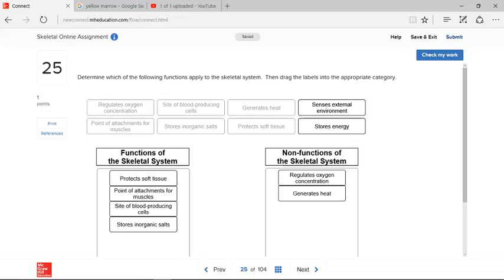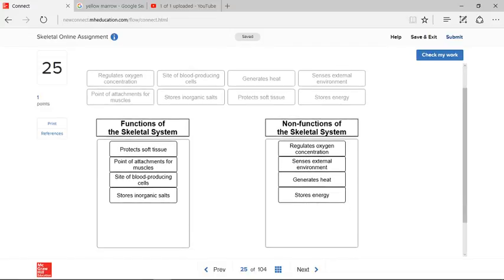Senses external environment, no. I'm pretty sure that's the nervous system. Stores energy. No, right? We don't store energy in our bones. Why would we put it in our bones?